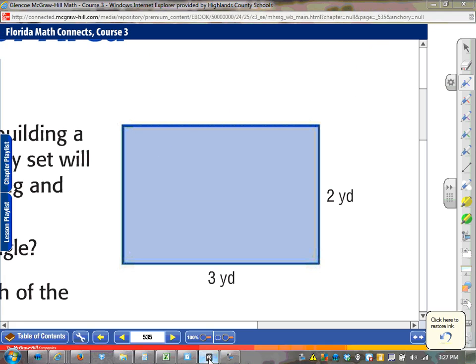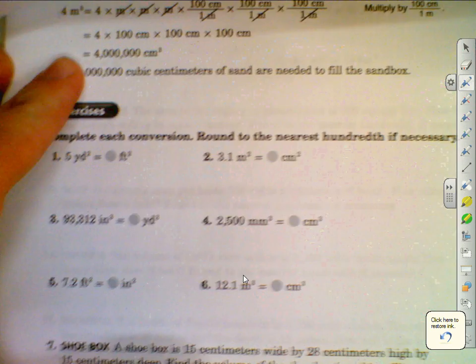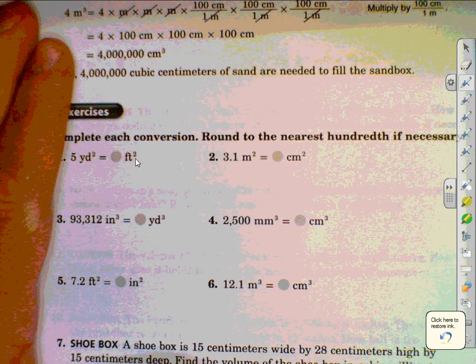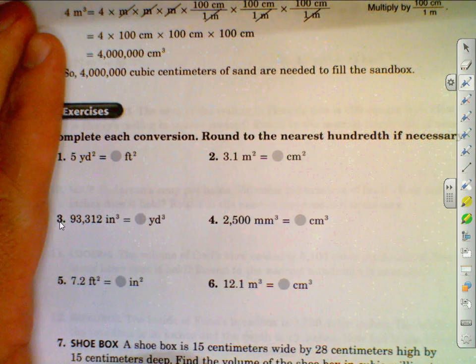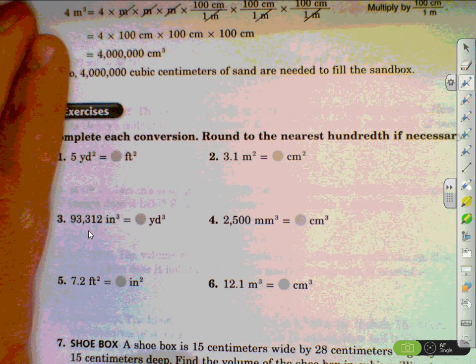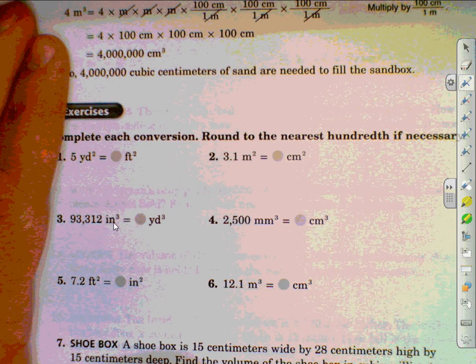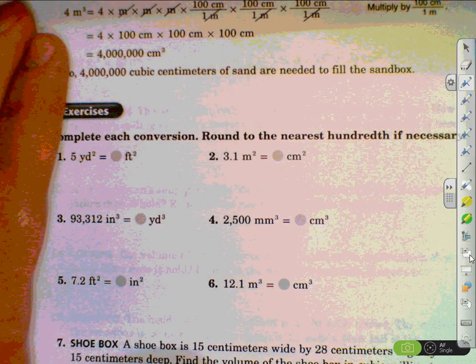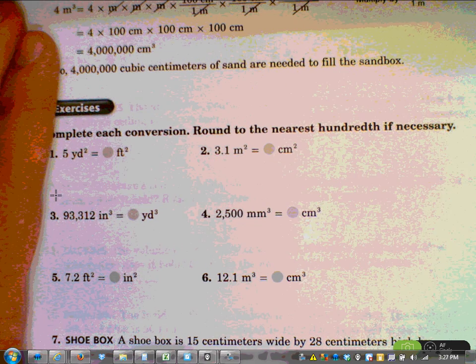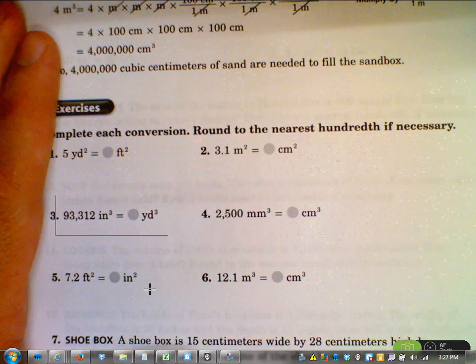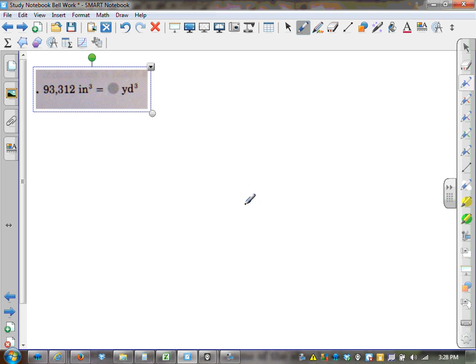Let's look at a question from your homework, and instead of doing square, let's do this one, 93,312 cubic inches, right? Because it's the same basic premise here, except now we're talking about cubes, we're talking about 3-dimensional figures, right?